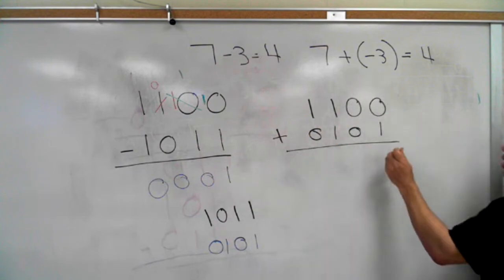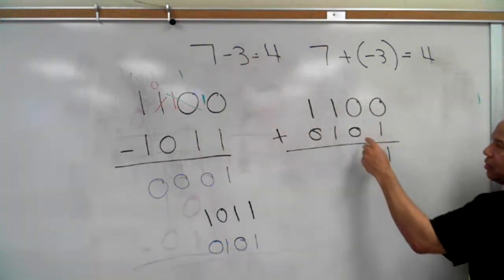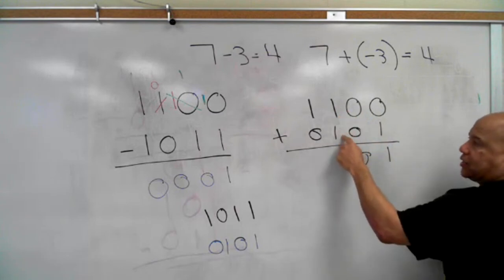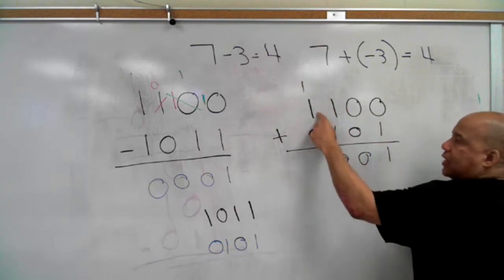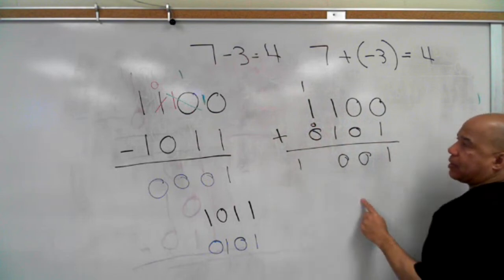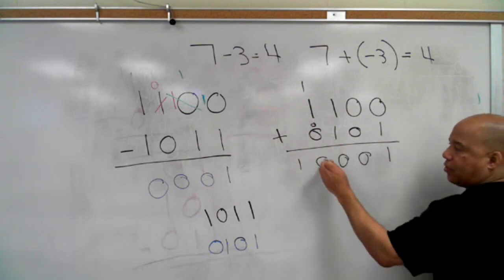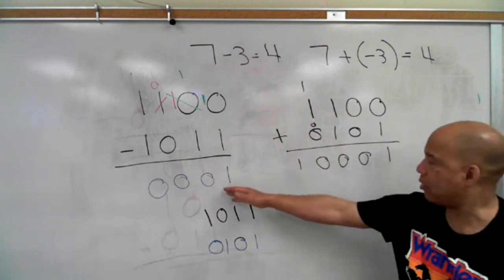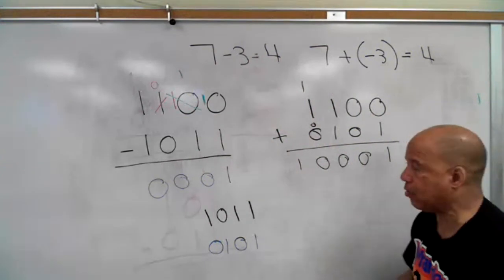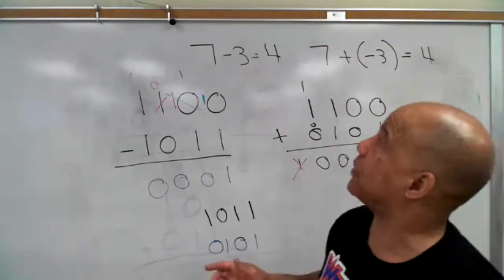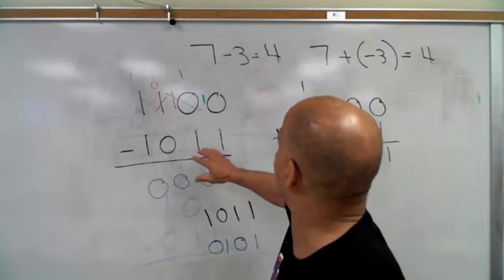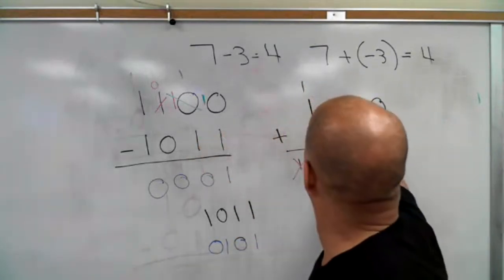So I go, well, 0 and a 1 is a 1, 0 and a 0 is a 0, a 1 and a 0 is a 0, carry 1. A 1 and a 0 is a 0, carry 1. A 0 and a 0 is a 0. And you may say, well, hold on, Singleton, they don't match, but what you do is you throw away the carry.